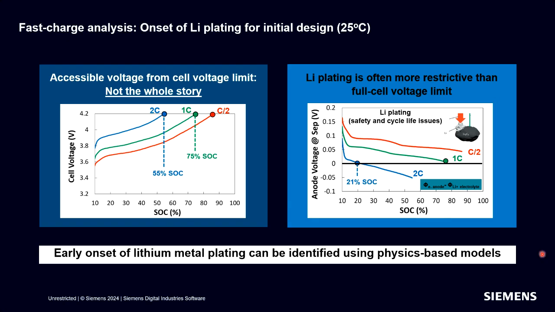This kind of information could not be obtained from equivalent circuit models and is not easily obtained from full cell experiments. Note that while we refer to the graph on the right as the anode voltage for simplicity, this quantity is more formally defined as the potential difference between the active particle and the electrolyte at the particle-electrolyte interface. If this quantity falls below zero, lithium metal plating becomes thermodynamically possible at that interface. So if it falls below zero, there is likelihood of lithium plating.